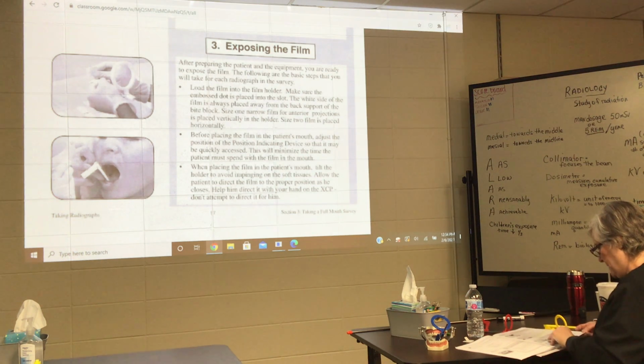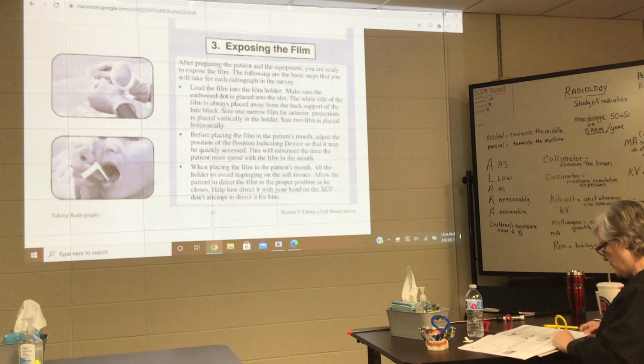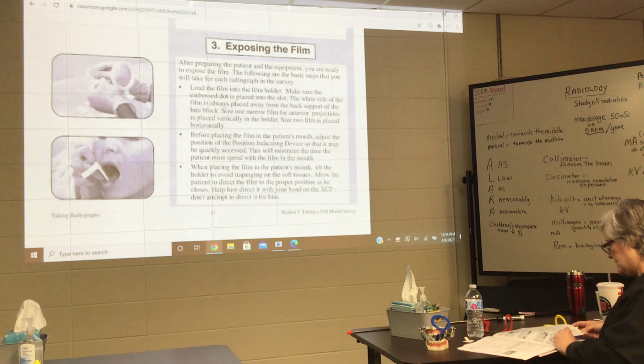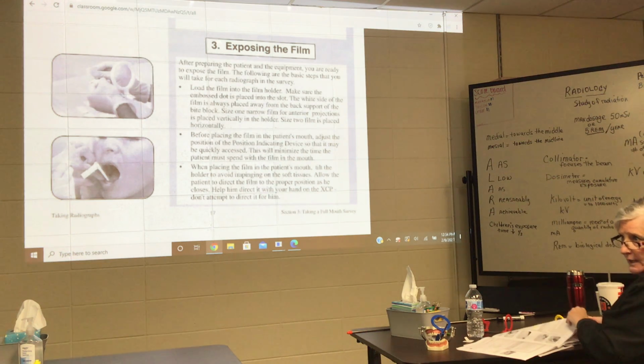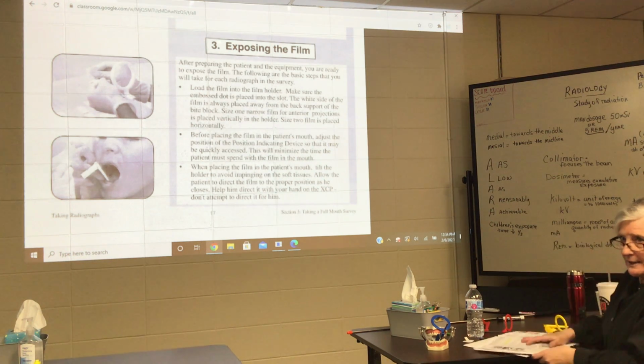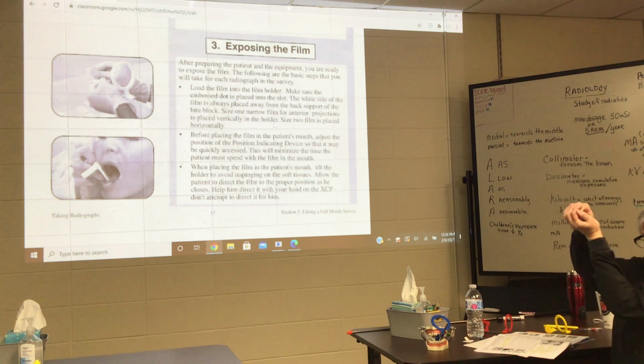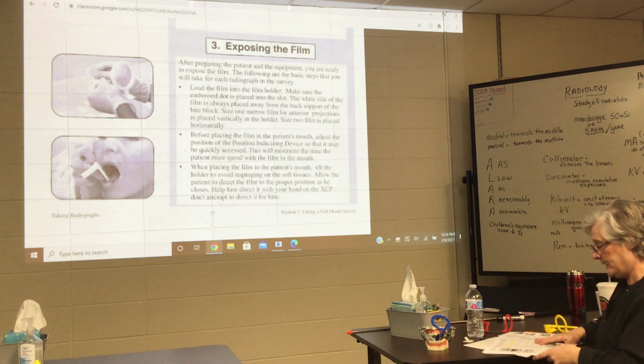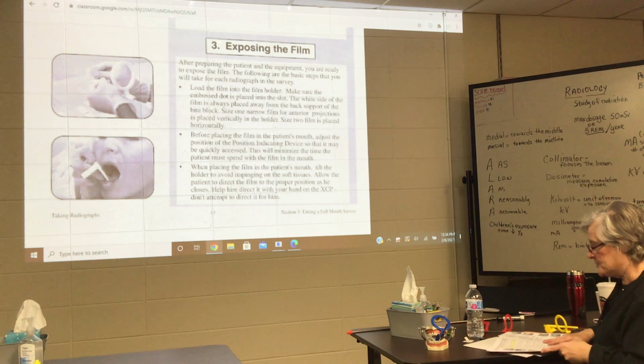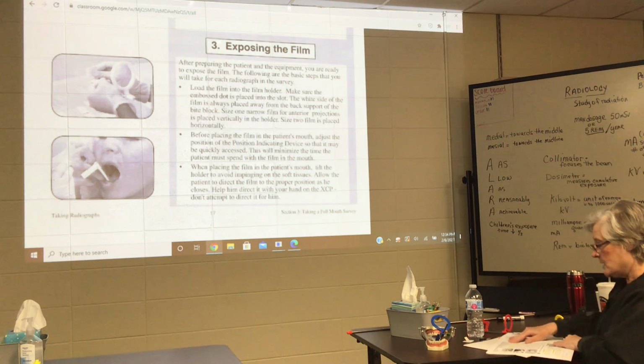When placing the film in the patient's mouth, tilt the holder to avoid impinging on the soft tissues. Allow the patient to direct the film to the proper position as he closes. Help him direct it with your hand on the XCP. Don't attempt to direct it for him, okay? You're going to put it in the right spot, at the right angle, and just have them close to seat it. When placing the film, observe the following guidelines.